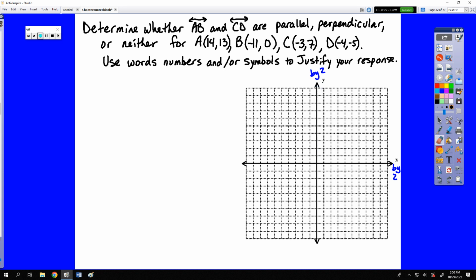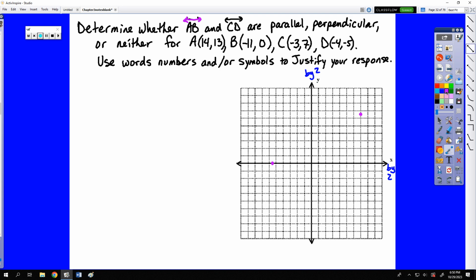Okay? So, we are again going to go in here and we're going to graph line AB just real quickly. 14, 13, 2 would be 2, 4, 6, 8, 10, 12, 14. 13 would be right there. And the point negative 11, 0 would be right there. So our first line would pass through those 2 points. And again, a ruler would be very useful in this situation. They're located at the front of the room. If you need one, you should grab one.